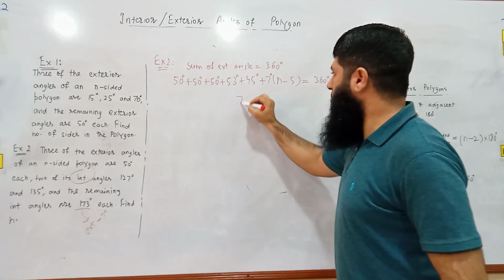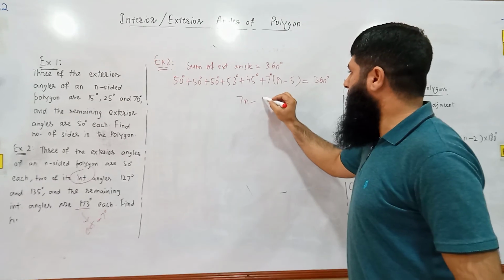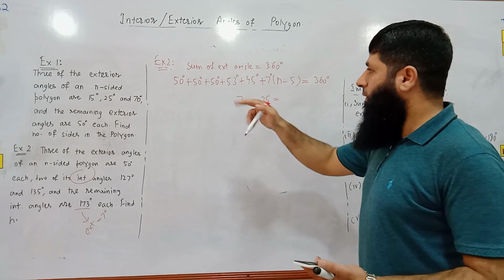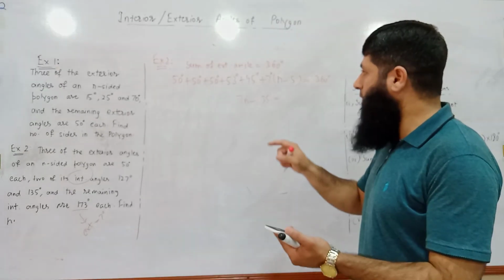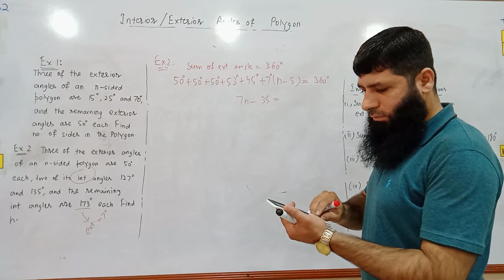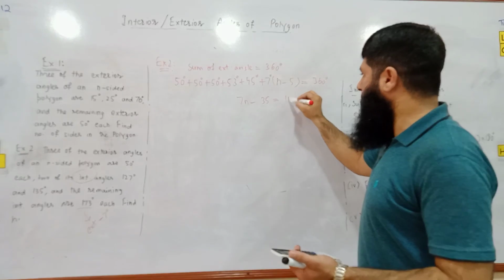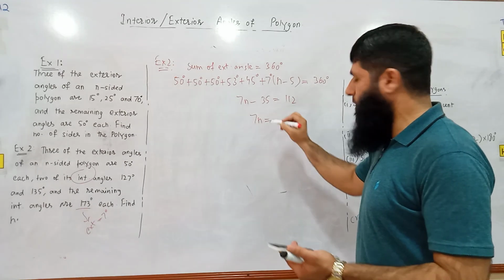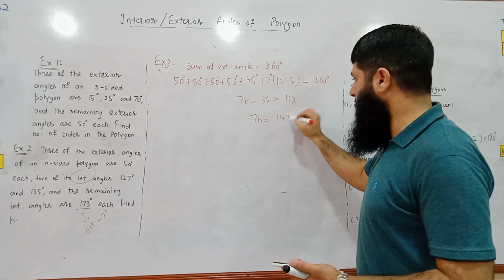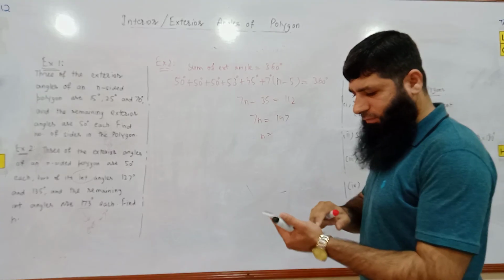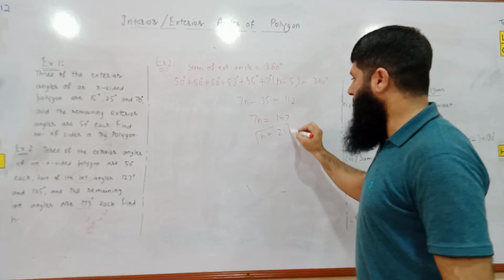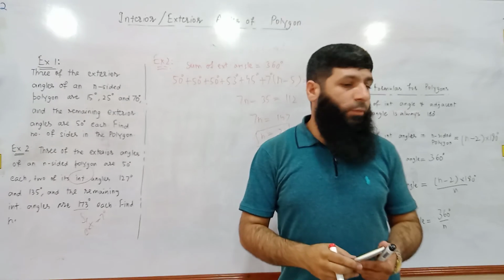So using this you can find the value of n. 360 minus 150 minus 53 and 45 will give you 112. So 7n will be equal to 147, and 147 over 7 will be 21. So the number of sides in this polygon will be 21.